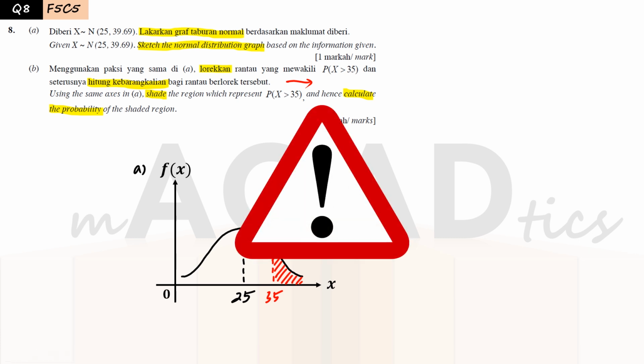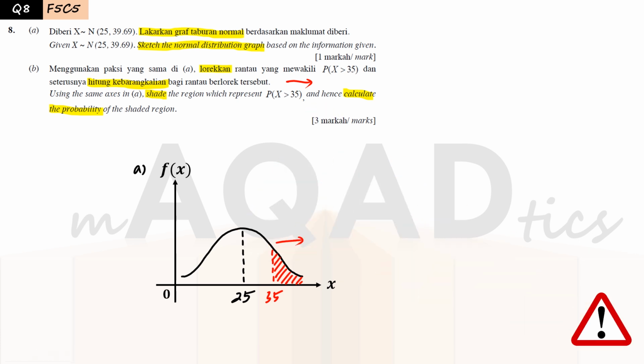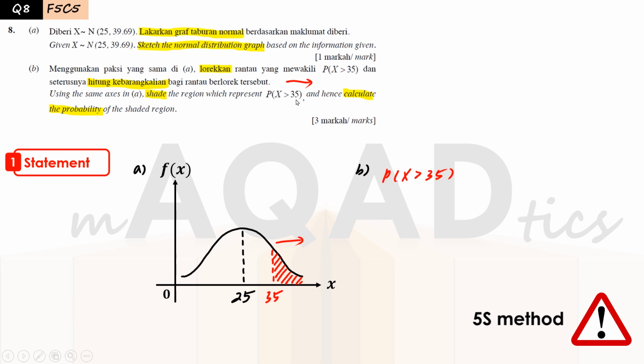Okay, so to solve any kind of normal distribution question, we are going to use the 5S method to help us. Right, so the first S is to write out the statement, the probability statement, which we have already been given, which is this one. Okay, so we are going to use this. For the second S is to search our parameters, which is the mean and the standard deviation.